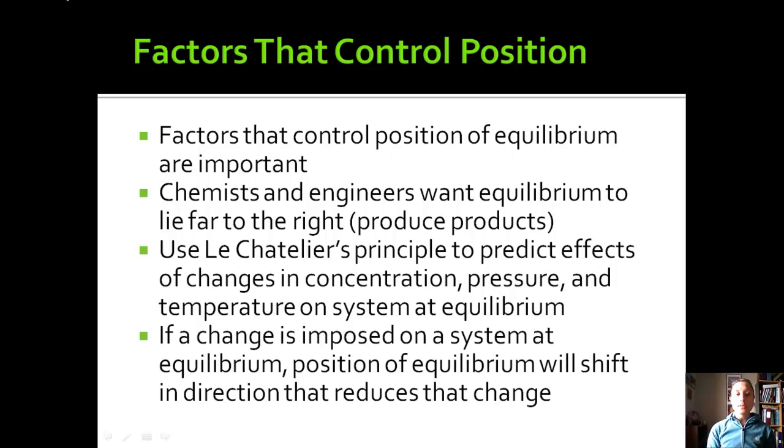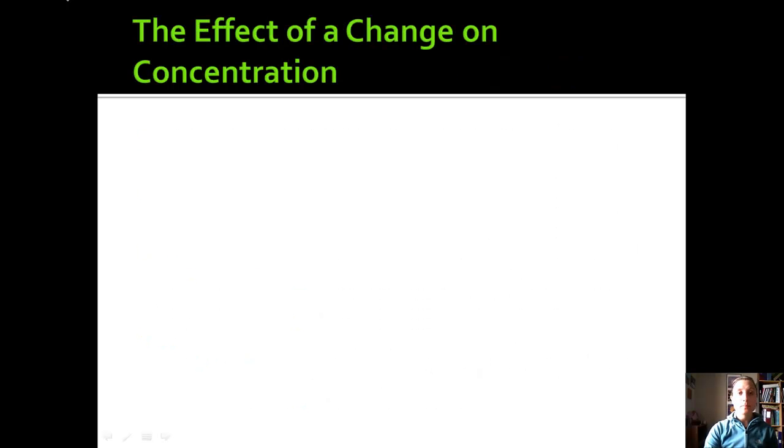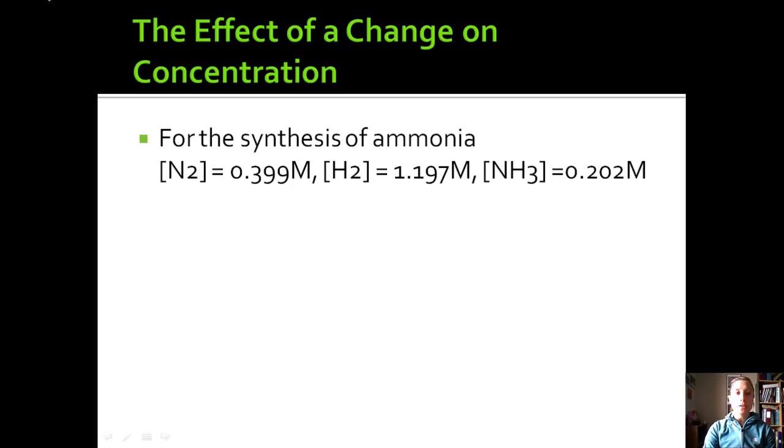Basically, Le Chatelier's principle says that if a change is imposed on a system at equilibrium, the position of equilibrium will shift in a direction that reduces that change. So that's the overarching idea. If we keep that in mind when we're looking at these three factors, hopefully that will help. So let's look at concentration first. Let's look at the synthesis of ammonia.